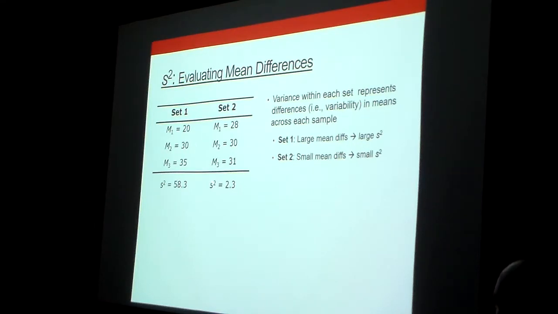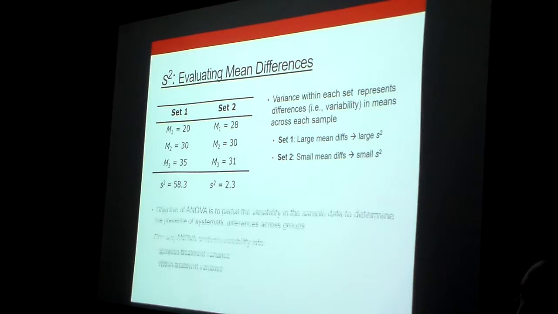Okay? So if we look here, we've got 20, 30, 35. If we calculate the variance across these three means, we get a pretty large variance estimate. Versus here, set 2, we've got just small differences across these means. If we calculate the variance of this set of three means, we get a small variance, right? So which one of these sets would we assume has greater differences, set 1 or set 2? What do you think, Rajiv? Set 1, right?